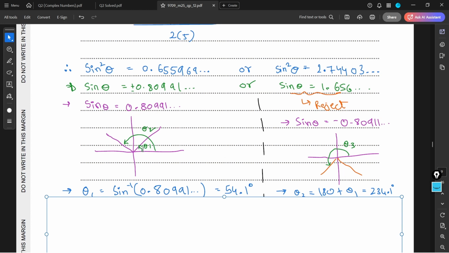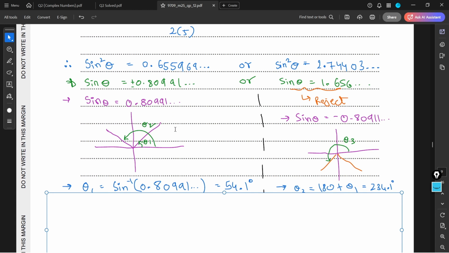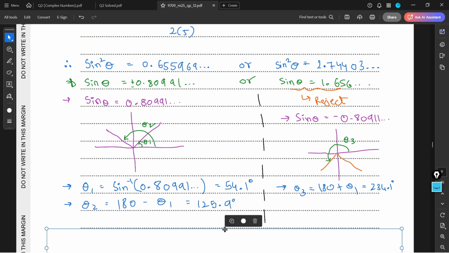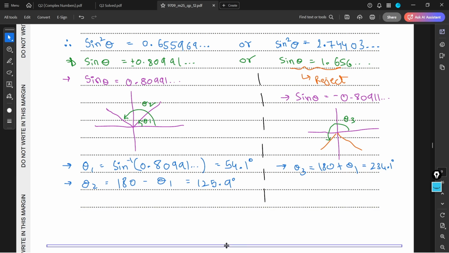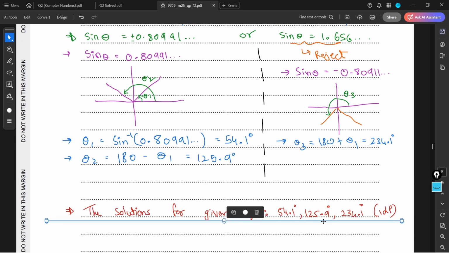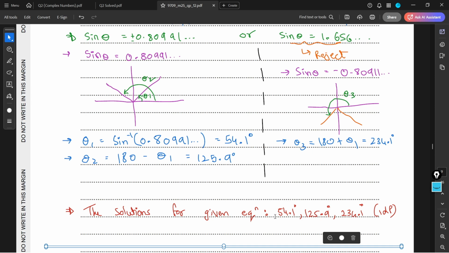But then you can find the value of theta 1 by just taking sine inverse of 0.80991. And then you can find the value of theta 2 by doing 180 minus theta 1. If I can show it to you, that is what I have done over here. And similarly, to find the value of theta 3, I am going to do 180 plus theta 1. And that is how you get these three values of theta for this equation. Therefore, the final answers for this part will be 54.1 degrees, 125.9 degrees, and 234.1 degrees, all correct to one decimal place. That's how we solve this question.